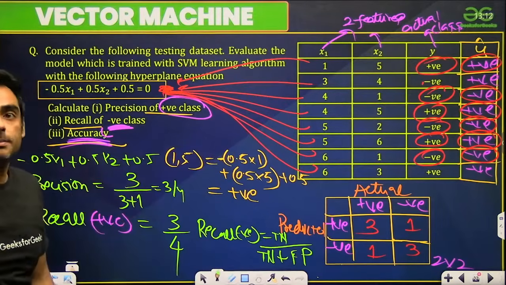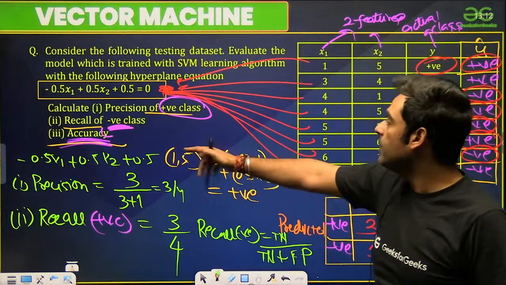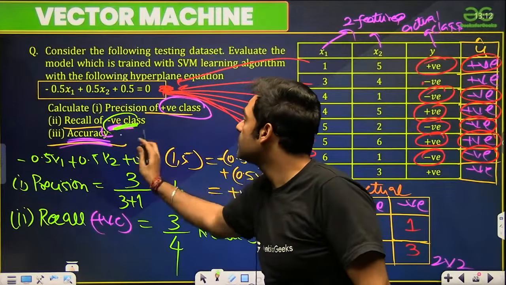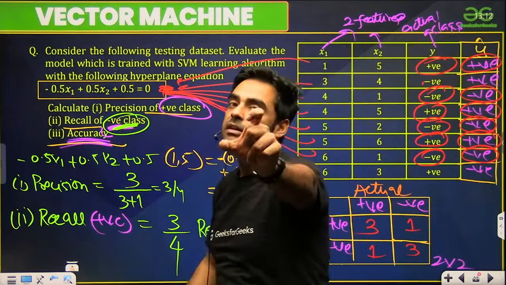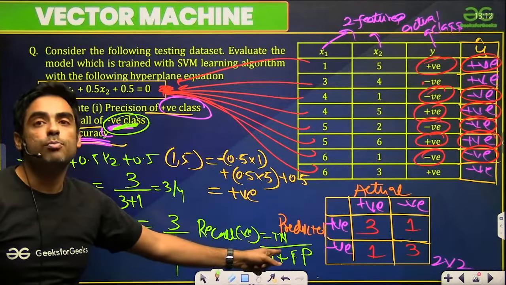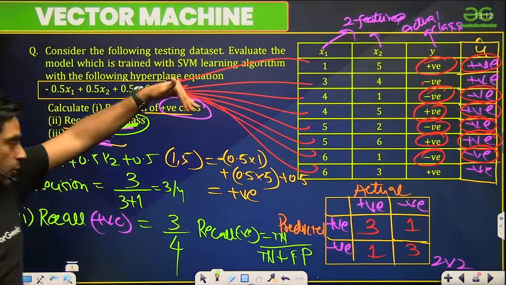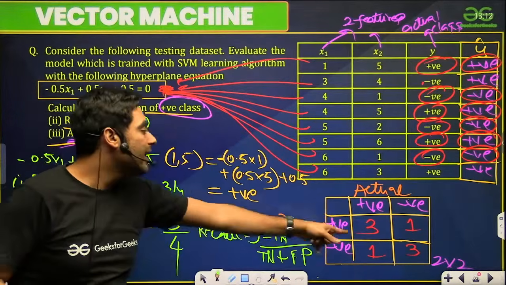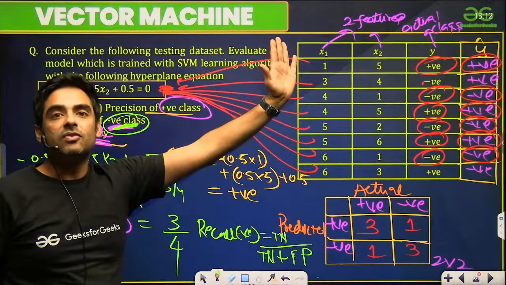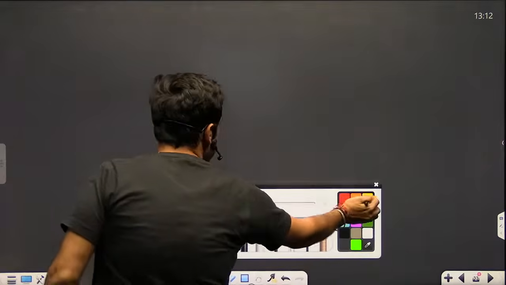So guys, very important, you have to understand this concept. He says recall of negative class. Don't get confused, this is negative class. So recall of negative class means we have to take true negatives, not true positives, because that is the recall of positive class, true positive upon actual positives. Here it is true negatives upon actual negatives. I hope you are getting this. So what is the recall of negative class? Part B.